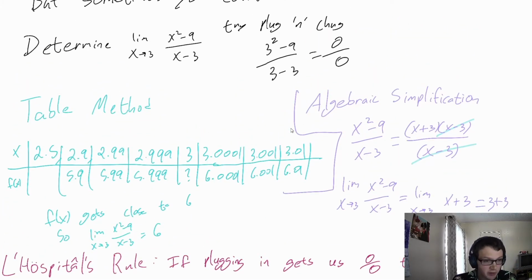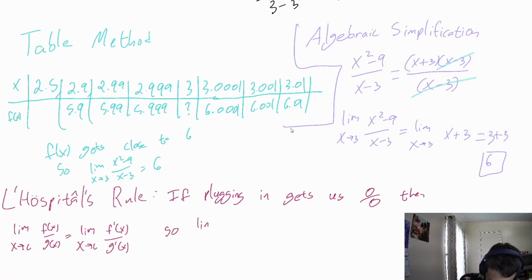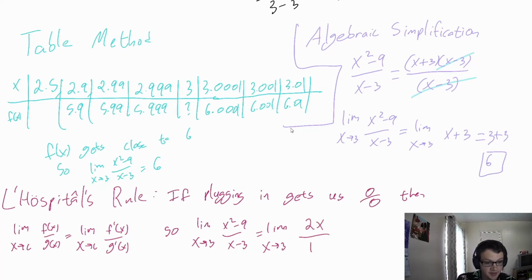So here, we plug in, we get 0 over 0. So if you want to find the limit of x squared minus 9 divided by x minus 3, we can take the derivative of the top and take the derivative of the bottom. So the limit as x approaches 3 of x squared minus 9 over x minus 3 equals the limit as x approaches 3 of, and then the derivative of the top is 2x, the derivative of the bottom is 1, and now we can just plug in. So this is 2 times 3 equals 6. This is probably the most elegant way to find limits.